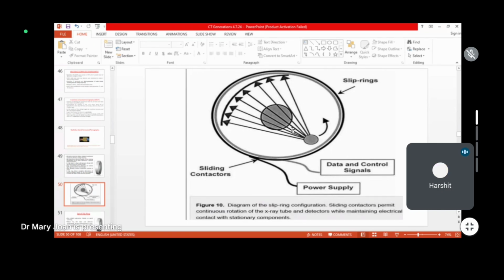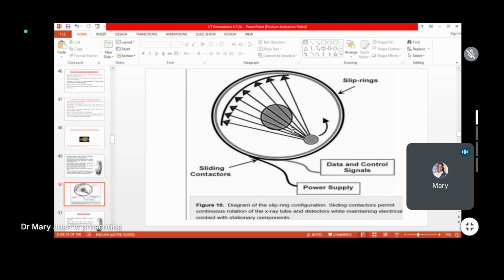Ma'am, what material are slip rings made of? It can be any metallic thing which helps in conducting electricity. I don't know exactly what material it is made of. I can find out before the next class if the information is available. Different companies will have their trademark material for that, so that is not of much importance when we study CT scanners. But anyway, I will find it out.